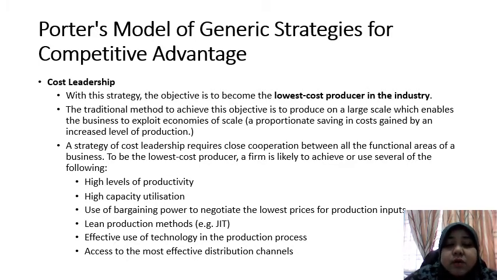To be the lowest cost producer, they must look into several things: high levels of productivity, high capacity utilization, use of bargaining power to negotiate the lowest price for production inputs, lean production methods, effective use of technology in the production process, and access to the most effective distribution channel. Alright.